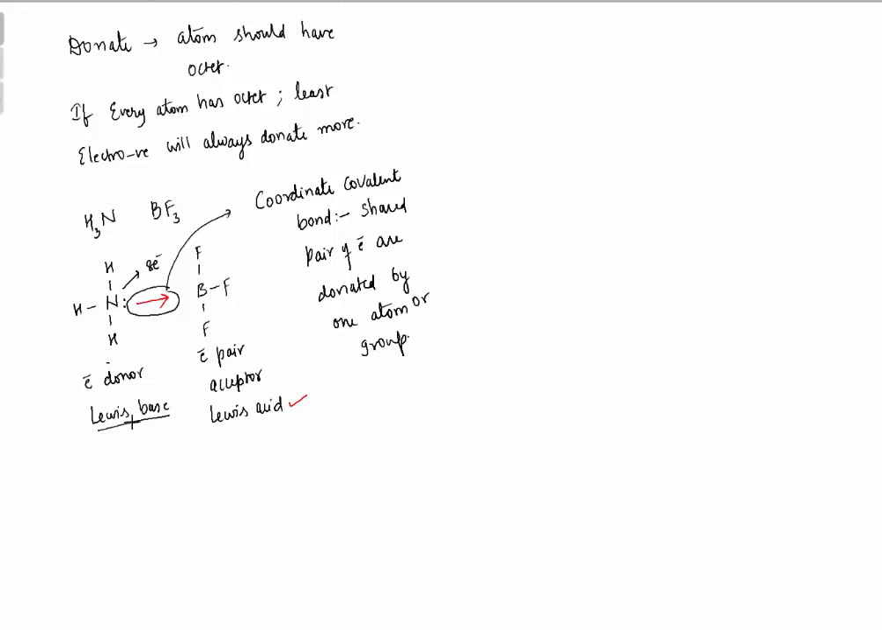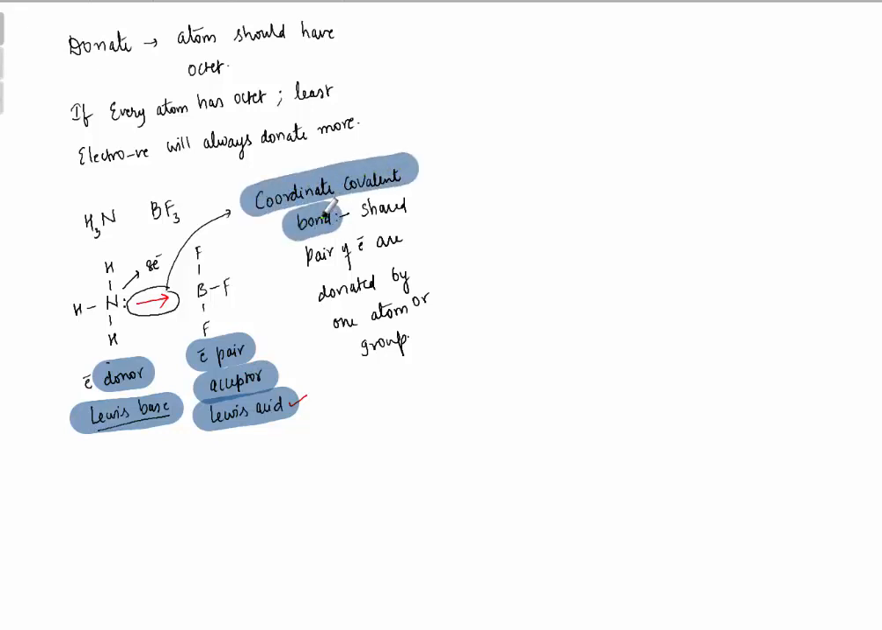Now, Lewis base, a point to be underlined, electron pair donor, whereas Lewis acid electron pair acceptor. And the bond will be a special case of a covalent bond called coordinate covalent bond, where the shared pair of electrons are donated by one atom or group.